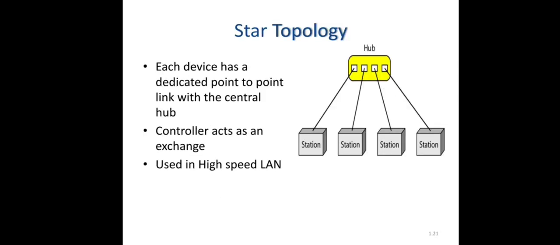Now coming to the second topology, that is star topology. In this you can see that every device is connected with a dedicated point-to-point link to a central controller called a hub. So the devices are not directly interconnected, they are connected to this hub. And this controller acts as an exchange. It receives data from one machine and forwards that data to some other machine.